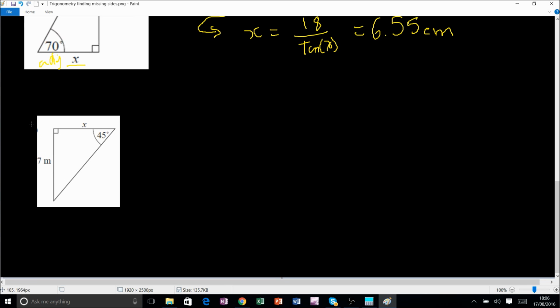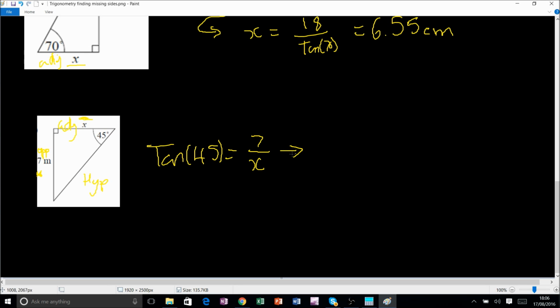Okay, let's go down to this one. So here we're looking for this side and we've been given this side. So we have the hypotenuse here. This is the opposite and this must be the adjacent. Okay, so we've got the adjacent and we've got the opposite. So adjacent and opposite is tan again. So we've got tan 45 is equal to 7, opposite over the adjacent, over x.